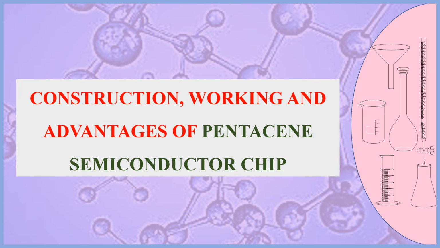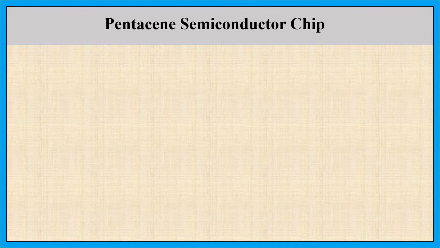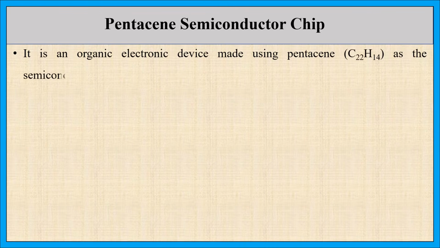In this video, I am going to explain about the construction, working and the applications of Pentacene Semiconductor Chip. First, let us see what is Pentacene Semiconductor Chip. It is an organic electronic device which is made using pentacene as the semiconducting layer.